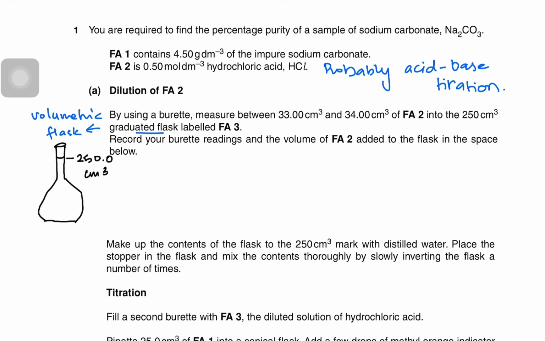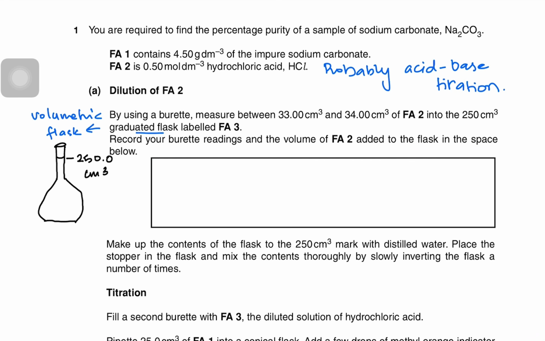Look at the question again. The question wants you to fill the burette with Fa2 and transfer between 33.00 and 34.00 centimeter cube of Fa2 into a graduated flask. Record your burette readings and the volume of Fa2. In order to record burette readings, I'll show you how to make the table. You make the table with ruled lines. You don't make it by rough hand. You have to make it using a ruler and a pencil.